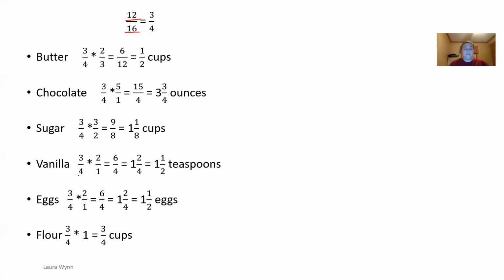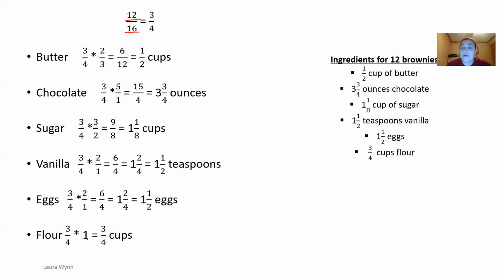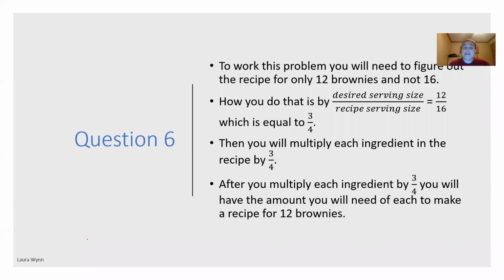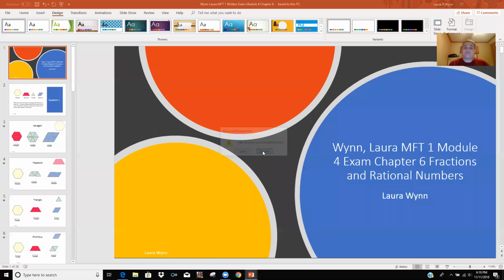For your vanilla, same thing, 3/4, and it told us 2 teaspoons, but we put it in a fraction, so it makes it a little bit easier, which gives us 6/4, which is 1 2/4, and you simplify down to 1.5 teaspoons. Eggs, they wanted us to do 2 eggs, so we multiplied that by 3/4, which gives us 6/4, which is 1 2/4, and then 1.5 egg. For the flour, same thing, 3/4 times 1, of course, is just 3/4. So here's our ingredients for our 12 yummy chocolate brownies. So if you're making some, I would like one. And here's the step-by-step of how you work that problem, just in case you have any questions.